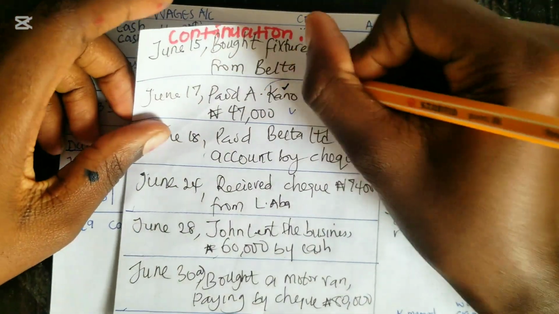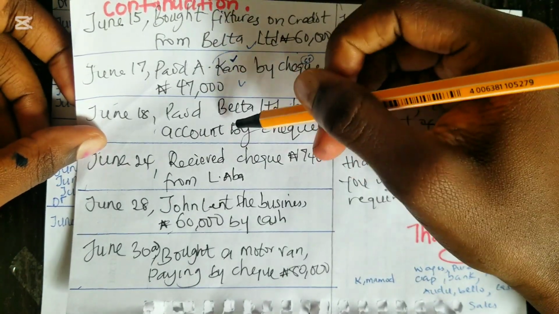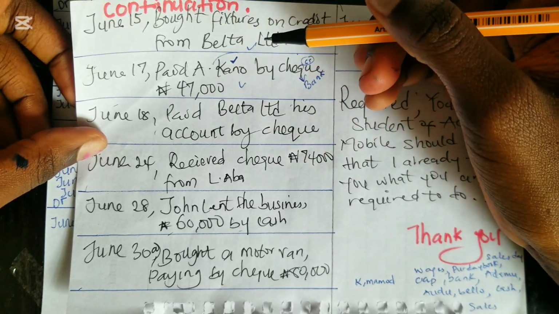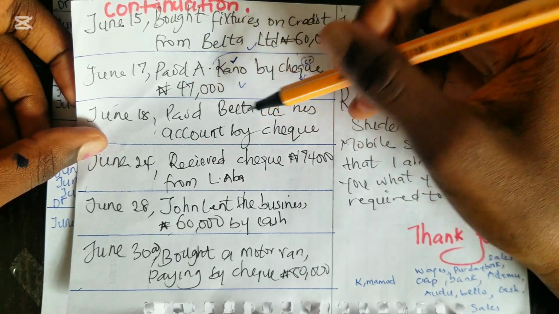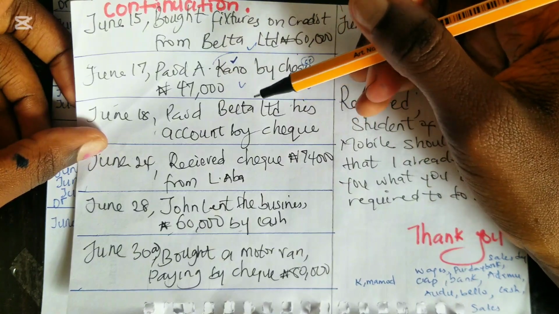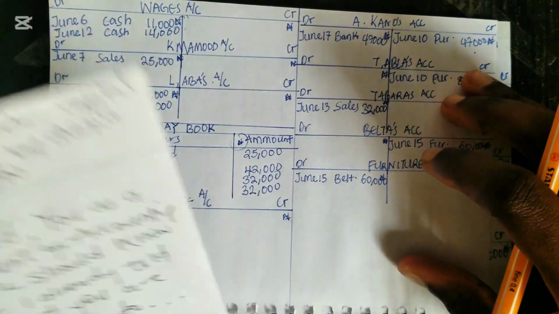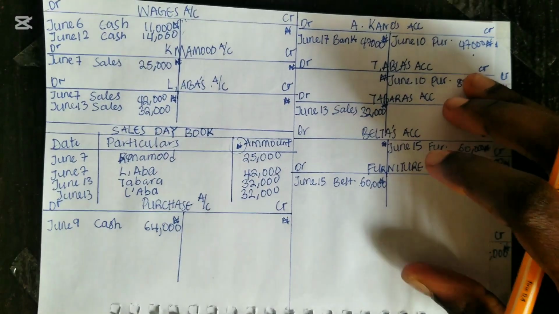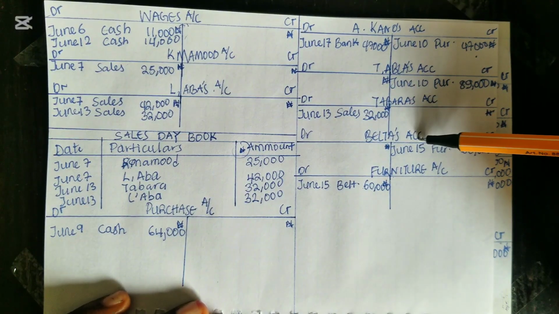So we have done this. The next one is June 18. Paid Belta Limited his account by check. It's still the same thing. So Belta is to be debited because you are paying him by check. So now let's look for Belta's account. That's Belta Limited, right? Do we have Belta? Yes, we have an account.